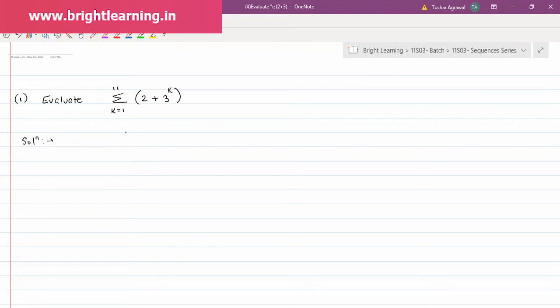This will be equal to the summation of 2 plus the summation of 3 to the power k.